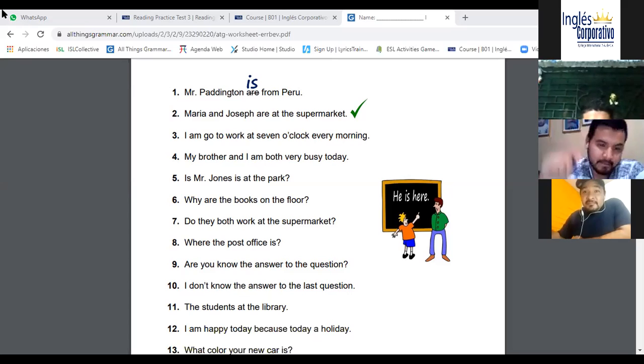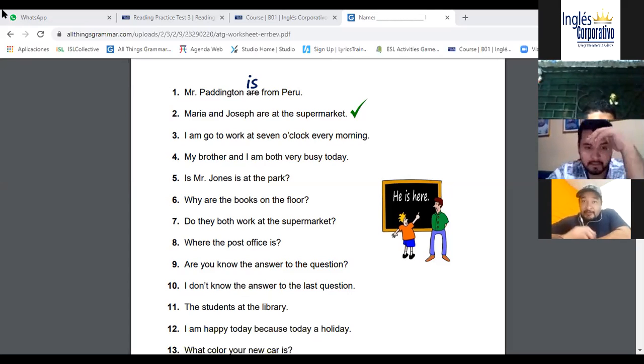Okay. And the thing, I don't know the answer to the last question. No sabe la respuesta de la última pregunta. Ah, no, yo no sé. Ajá. Yo no sé la respuesta de la última pregunta. It's correct. It is correct. Very good.